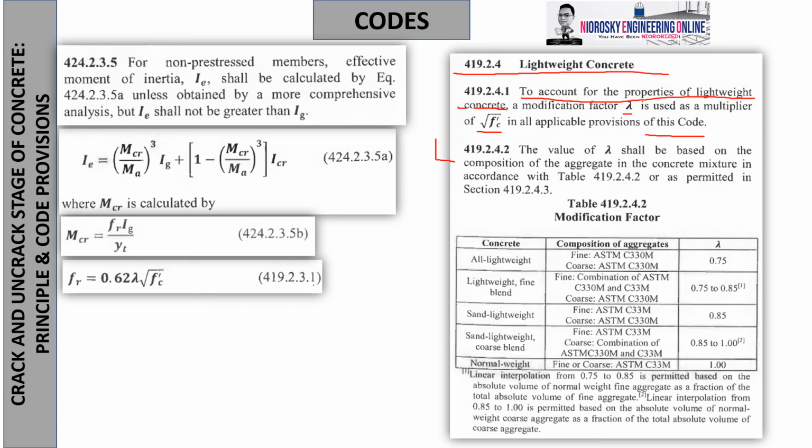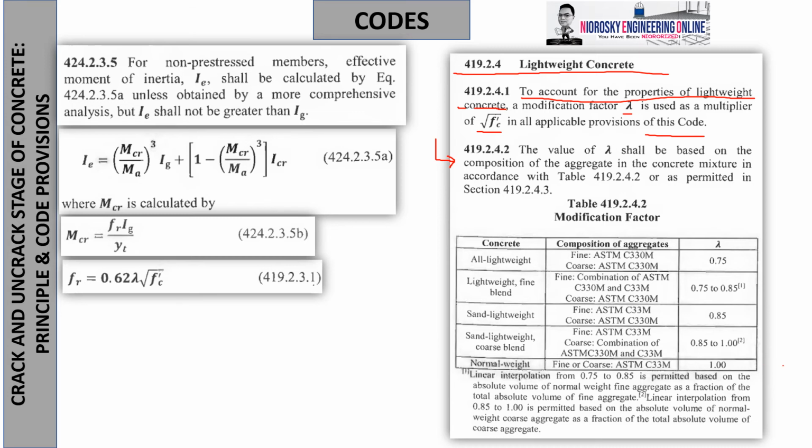Now, how do we assess lambda? So, under 19.2.4.2, there is a table that shows all lightweight, fine blend, sand lightweight, coarse blend, and normal weight. Automatically, if it is not mentioned what type of concrete we are discussing, it is presumably normal weight unless specified. So if there is no identification, then we are going to use the normal weight condition.